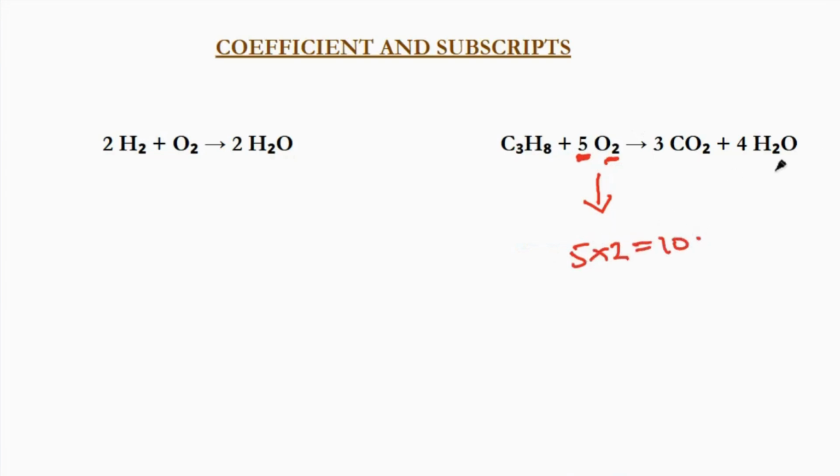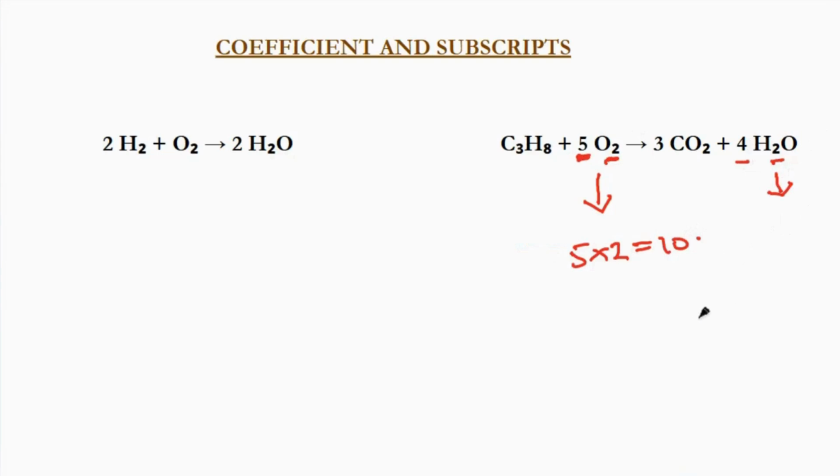Okay, what about in this water? There are 8 hydrogens, because 2 multiplies the 4. But in the oxygen, we have only 4 oxygens, because the oxygen does not have any subscript. It is only affected by the coefficient.